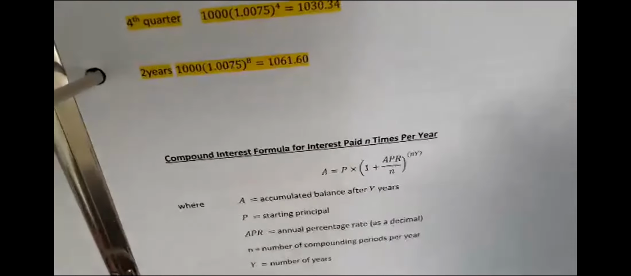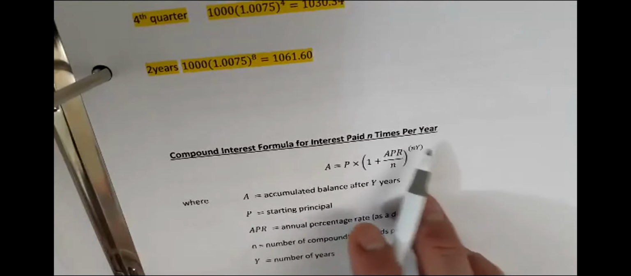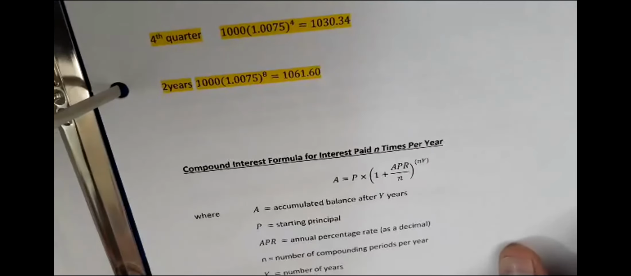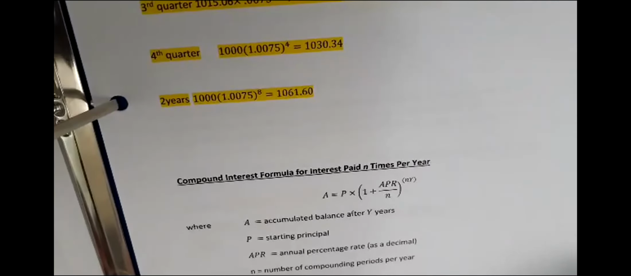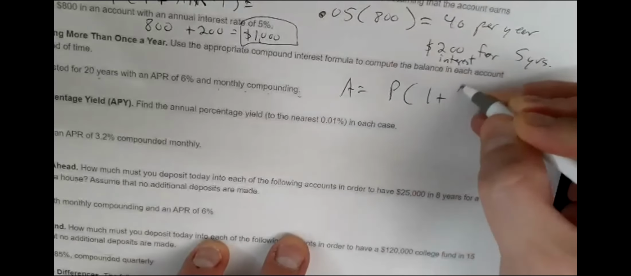The one that we need is the other one that's a little more complicated. It looks basically the same, except we have to convert our APR, and we have to convert the number of compounding periods. If it's compounding more than one time per year, we're going to use this formula. This is the sort of formula I want to use: A equals P times 1 plus APR.